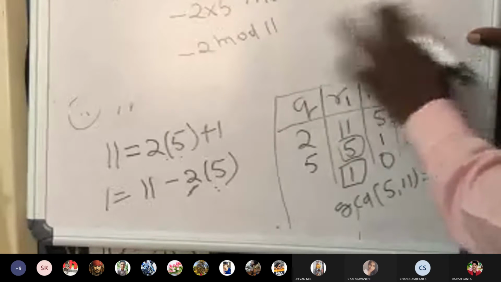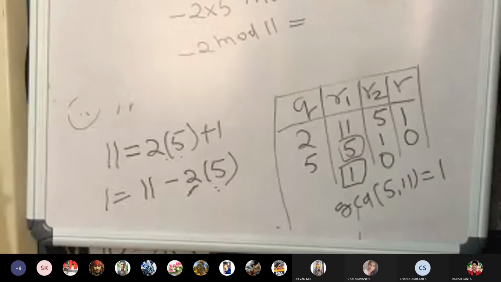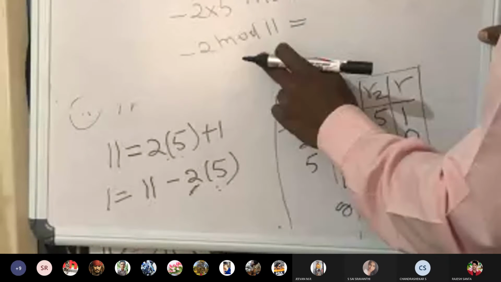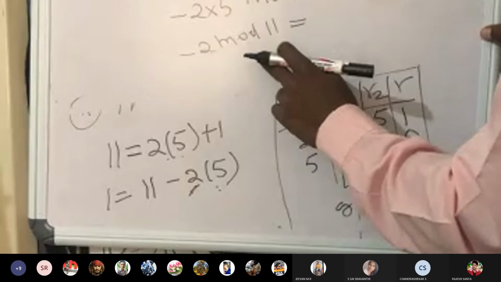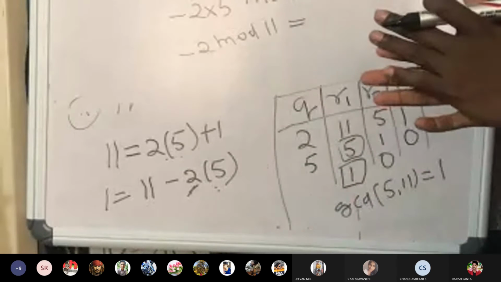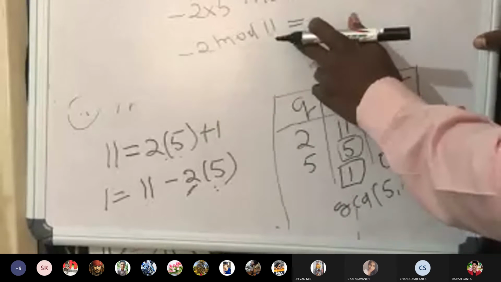Let's first calculate this one. Minus 2 mod 11. What is the answer for this? I want you to calculate this one first. Give me the answer. If you find the answer, then all is done. Minus 2 mod 11, what is the answer for this?